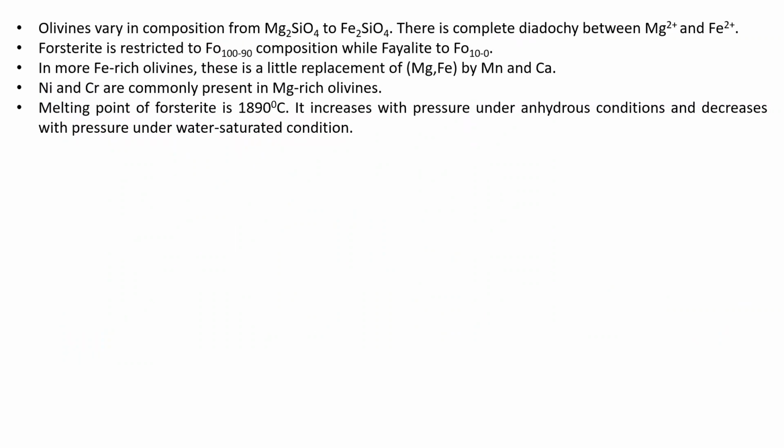So if we look at the olivines, they vary in composition from Mg2SiO4 to Fe2SiO4. There is a complete diadochy between the Mg2+ and Fe2+ ions. Now, what is diadochy? It is the phenomenon of complete replacement of one ion by the other. So in olivines, you can have Mg2SiO4 which can be completely replaced by Fe2+ to make fayalite or Fe2SiO4.